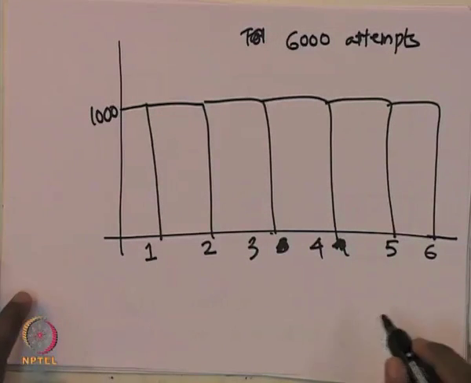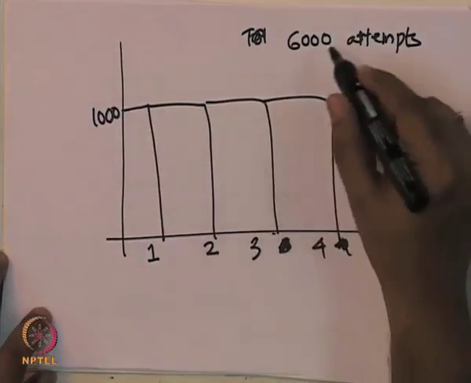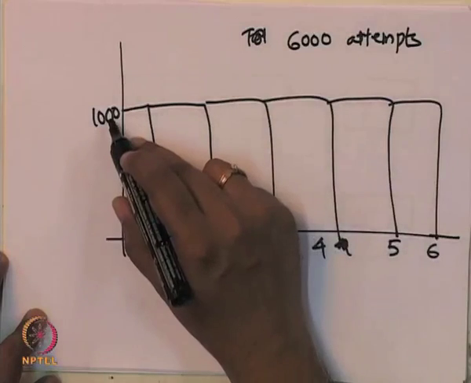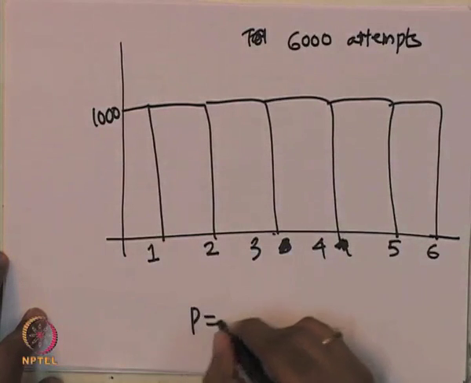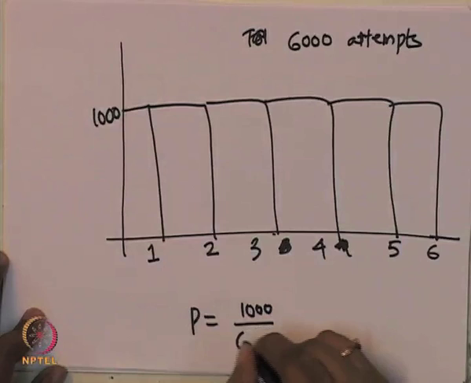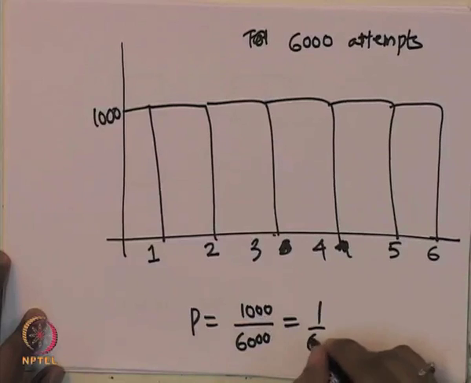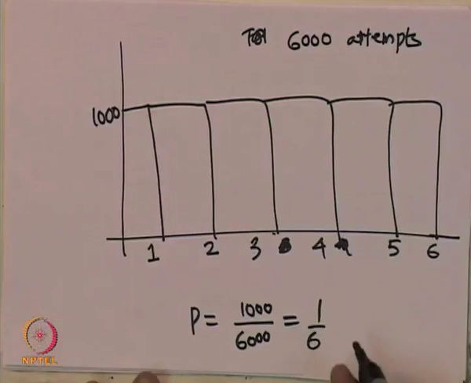So, what is the probability of getting 1, 2, 3, 4, 5 or 6? Out of the 6000 attempts, 1000 times you got one side. So, the probability is 1000 by 6000, because it has to be less than 1. So, it is 1 by 6. In other words, if there are 6 outcomes possible, each outcome has the same possibility, 1 by 6 each. So, 6 into 1 by 6 is 1. So, the total probability is 1.